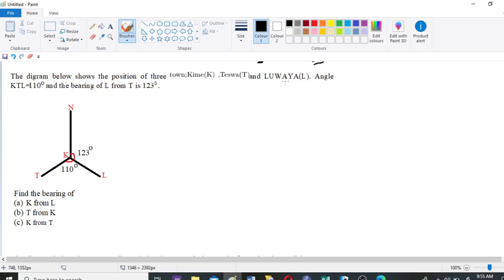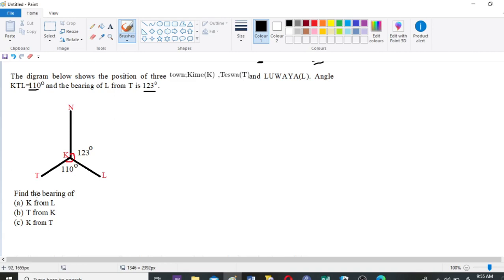K, T, and L, as we can see in the diagram, and we've been given the sizes of this angle, which is 110, you can see it from the diagram, and this one, which is 123. Okay, so now we start. Question A says find the bearing of K from L.